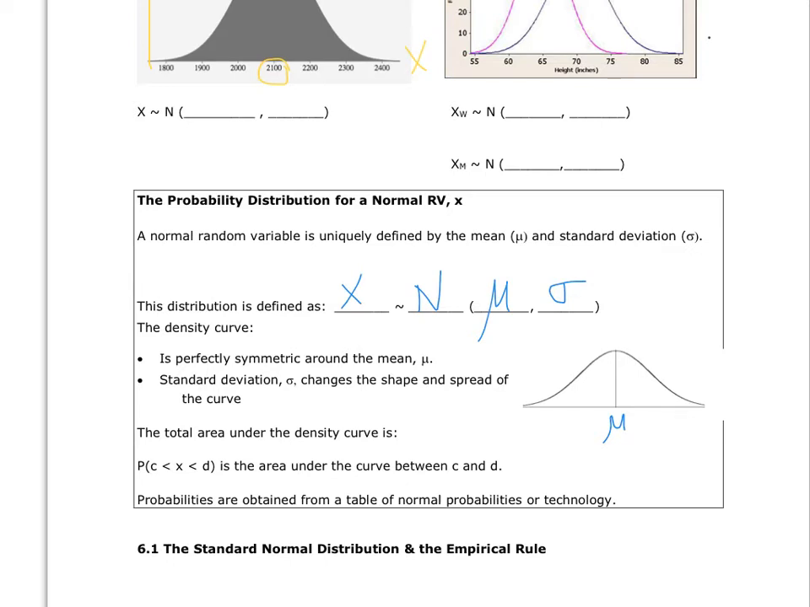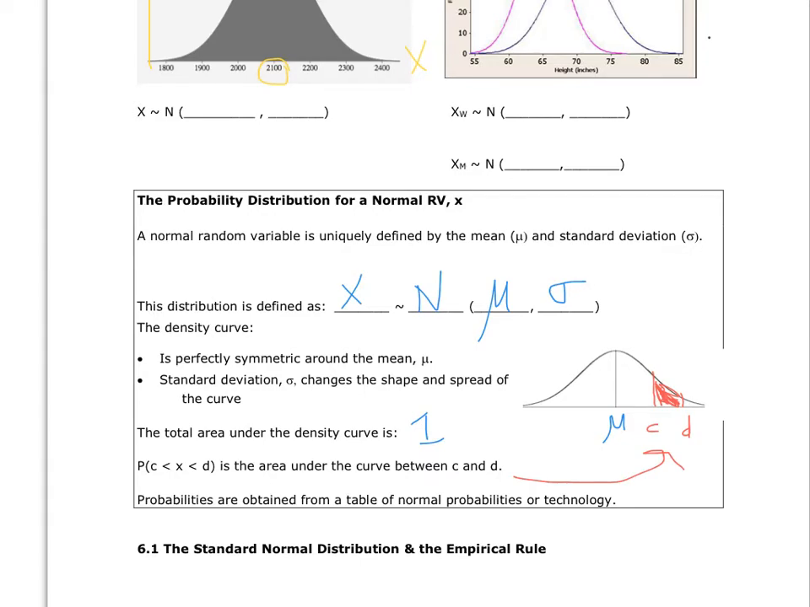The total area under a density curve, like all density curves, is 1. And we're going to find probabilities just like we did for other continuous random variables. If we want the probability that x is between two values such as c and d, it is going to be the area under the curve between those two values. So we can represent it like that. We're going to be finding probabilities, those areas, using an online tool or other means of technology.